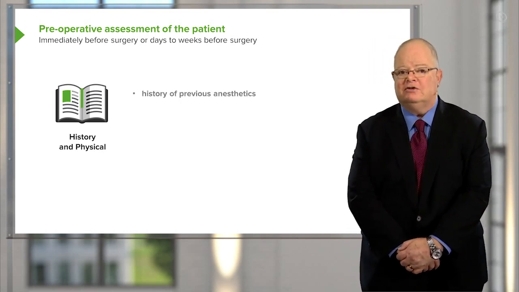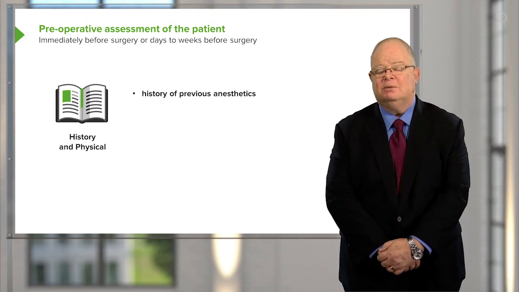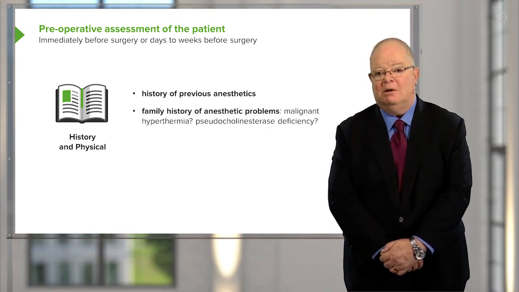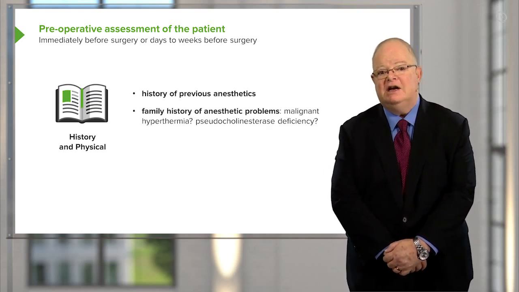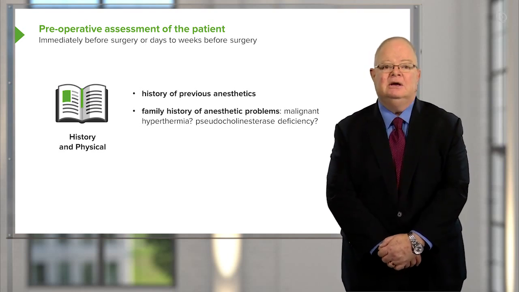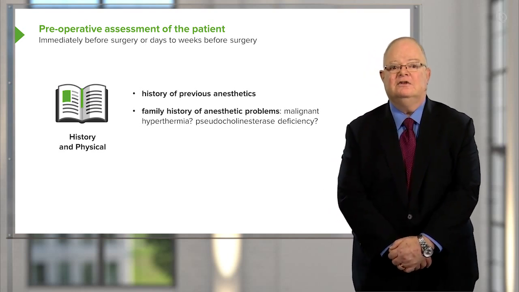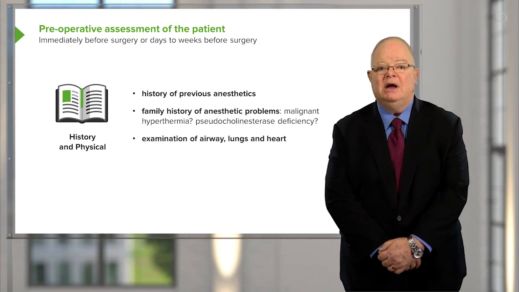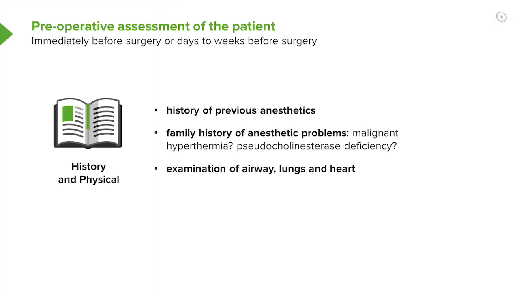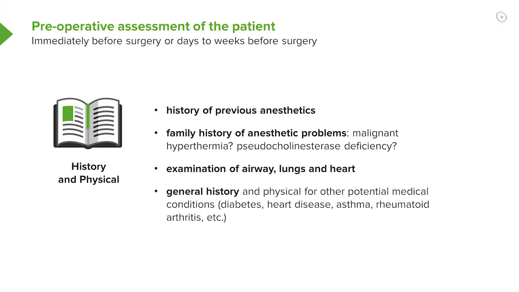Well, we get a full history of previous anesthetics. We get a family history of anesthetic problems, particularly if there's any history of malignant hyperthermia or pseudocholinesterase deficiency. We examine the airway, lungs, and heart, and we do a general history and physical for other potential medical conditions, such as diabetes, heart disease, asthma, rheumatoid arthritis, etc. Almost any medical disease has some anesthetic implications.